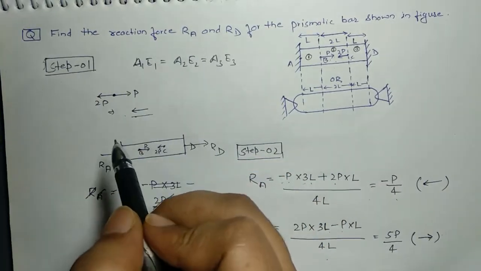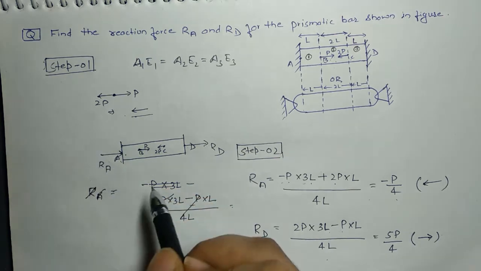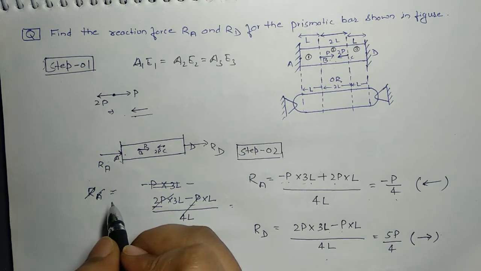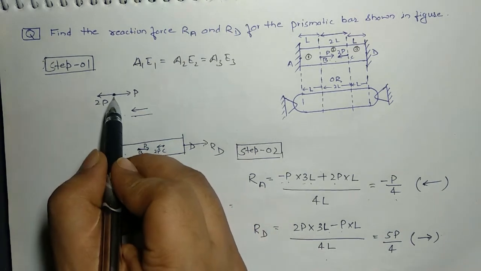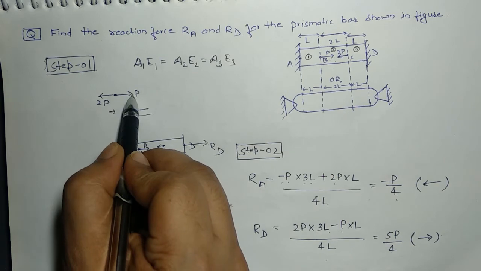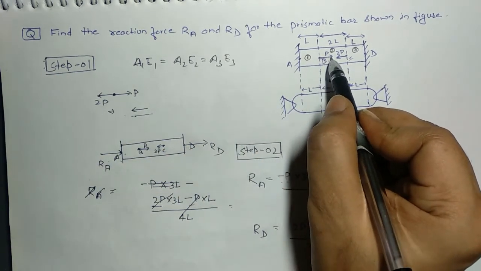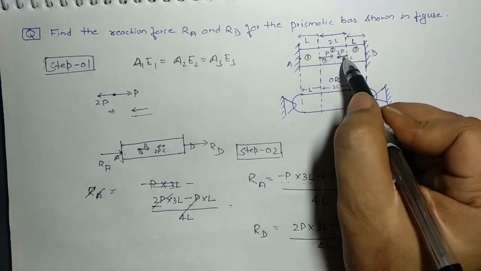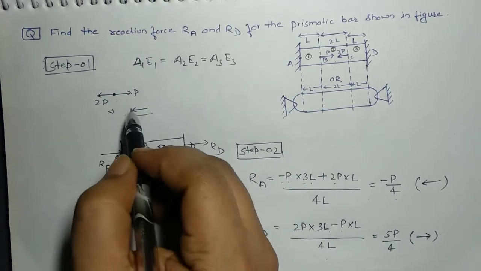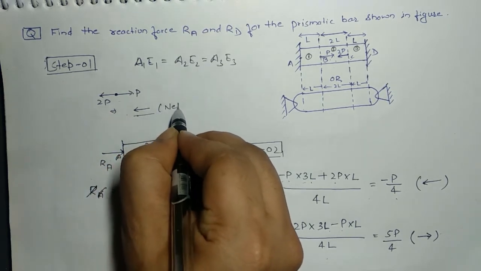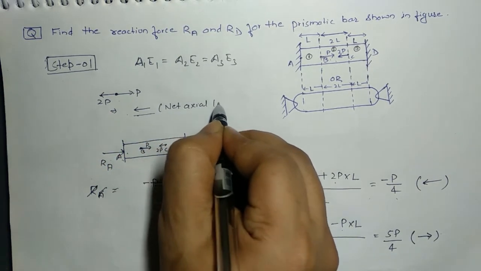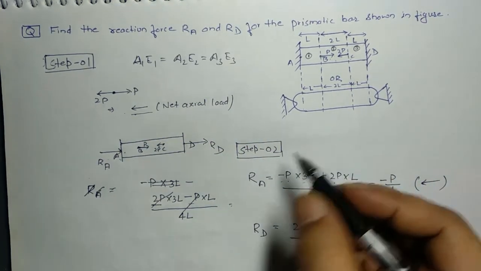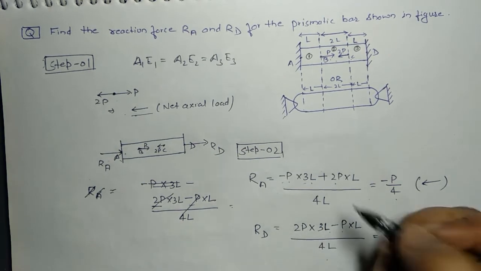Now, the method is that we have to follow two steps. In step 1 we have to find the direction of net axial load. So here we see P is applied at B in rightward direction, and 2P is applied at C in leftward direction. When we combine both, we see that the net axial load direction is leftward.